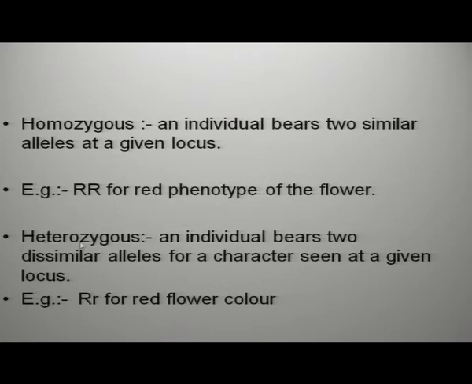Now, regarding heterozygous, an individual bears two different alleles for a particular character, seen at the given locus. For example, if an individual is heterozygous tall, then it will be represented as capital T small t. And for red flower color, if the plant is heterozygous, then we will write it as capital R small r.